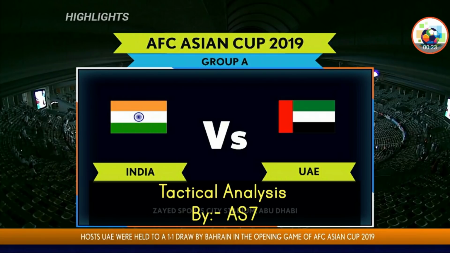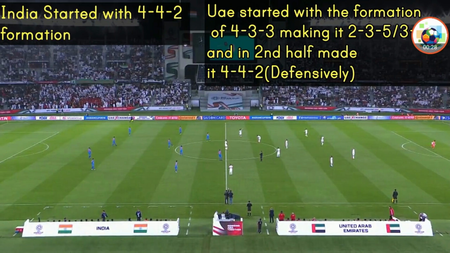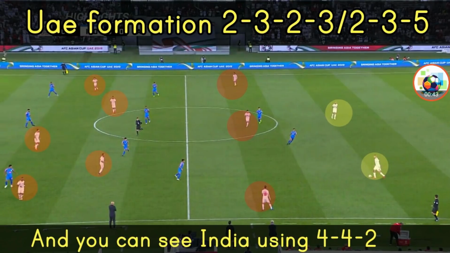And now let's move towards formations. India started with the 4-4-2 formation. They were making it 4-2-3-1 at times. UAE started with a formation of 4-3-3, making it 2-3-5 and 3-4-3. And in the second half, they made it 4-4-2 defensively. Here you can see what I just told you now.